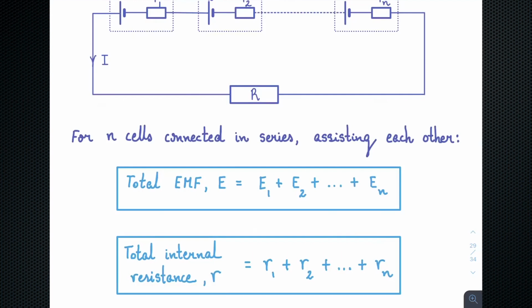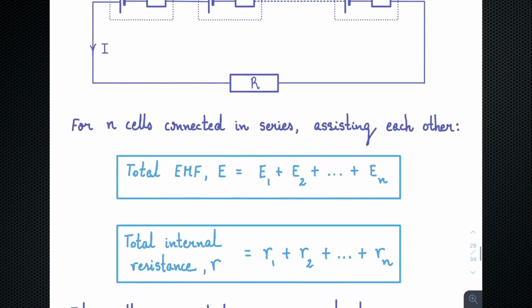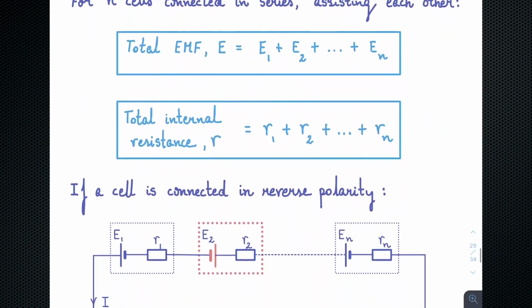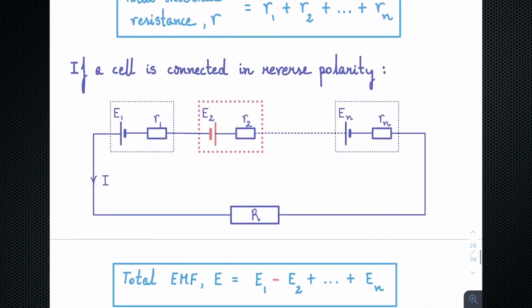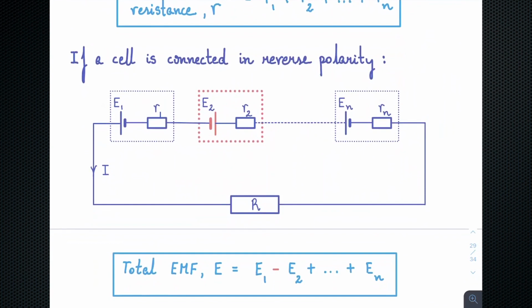Now, if a cell, say E2, is connected in reverse polarity, so imagine that we reverse the connection of battery 2. Compared to the others, we have the negative terminal of battery 1 connected to the negative terminal of battery 2. So like that, we say that battery 2 is connected with reverse polarity. Then in this case, the net EMF is found by subtracting E2.